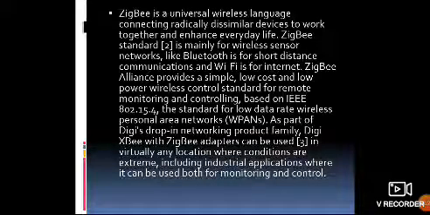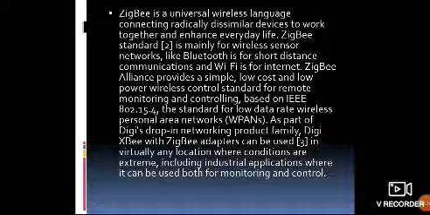Zigbee is a universal wireless language connecting radically dissimilar devices to work together and enhance everyday life. Zigbee is mainly for wireless sensor networks. Like Bluetooth is for short distance communication and Wi-Fi is for internet, the Zigbee Alliance provides a simple, low cost and low power wireless control standard for remote monitoring and controlling, based on the IEEE standard for low data rate wireless personal area networks, also called WPANs.